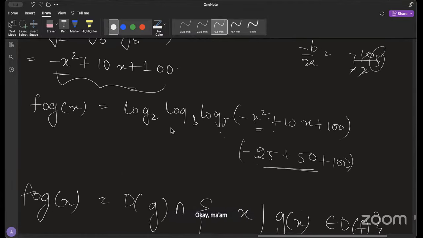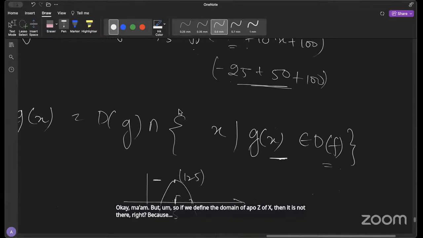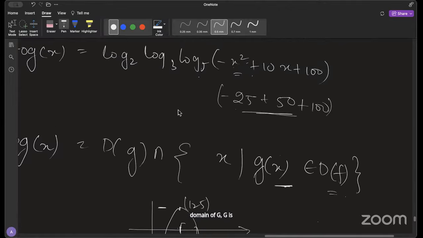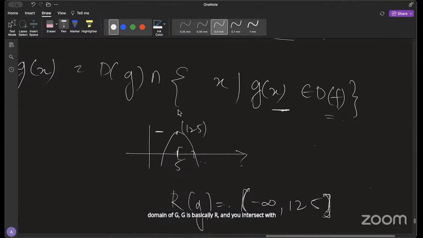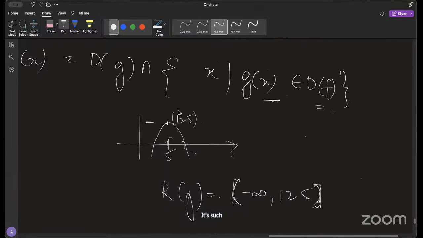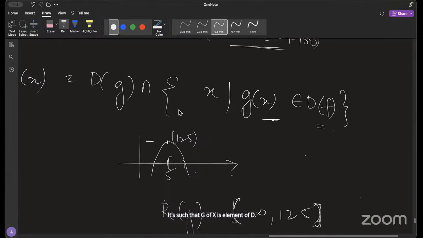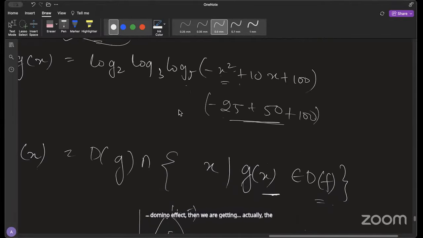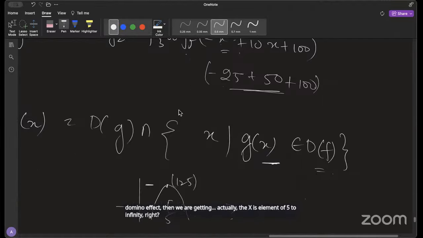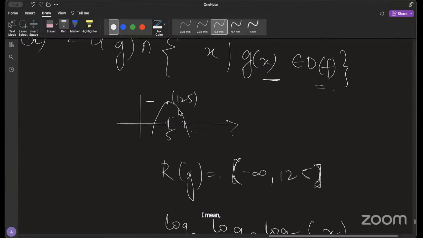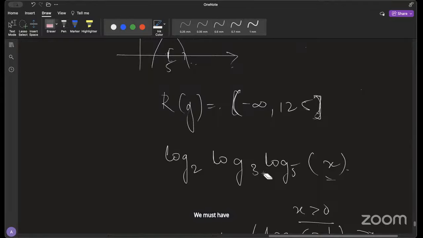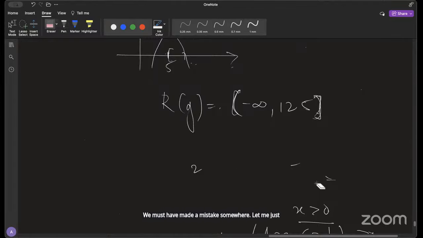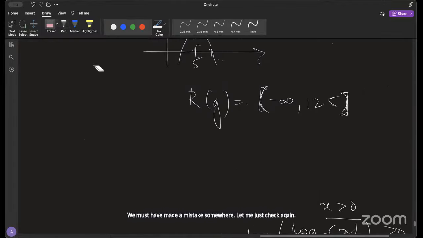Okay, ma'am. But if we define the domain of f∘g of x, then it is not there, right? Because the domain of g is basically R, and you intersect with the set of x such that g(x) is an element of D, the domain of f. Then we are actually getting x is an element of 5 to infinity, right? I mean the open interval. We must have made a mistake somewhere. Let me just check again.